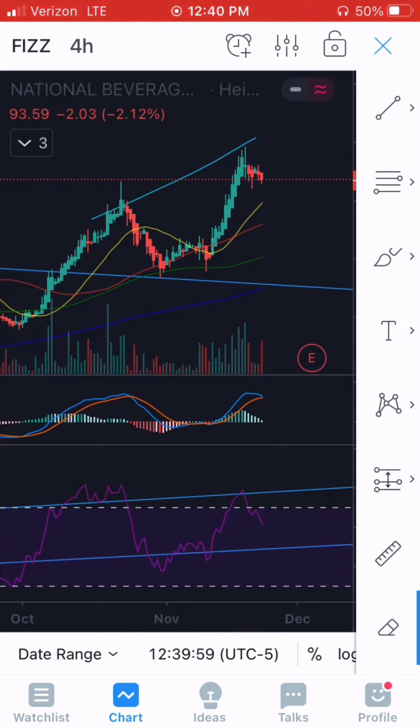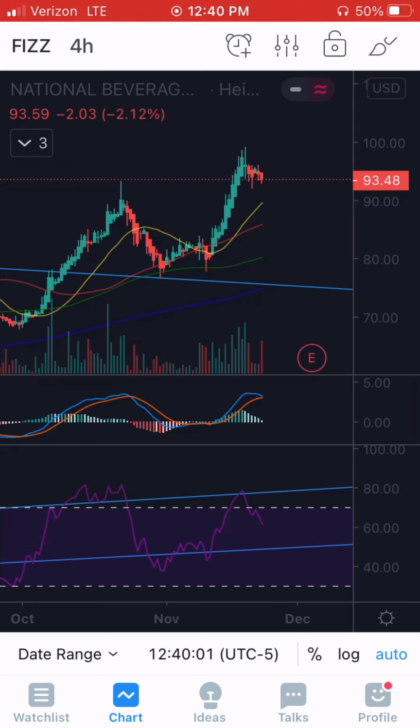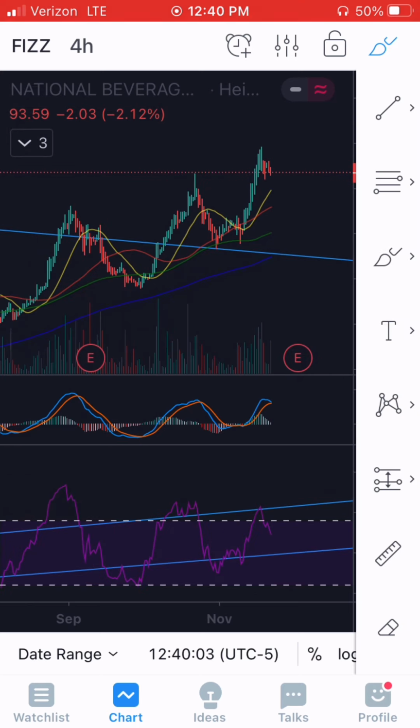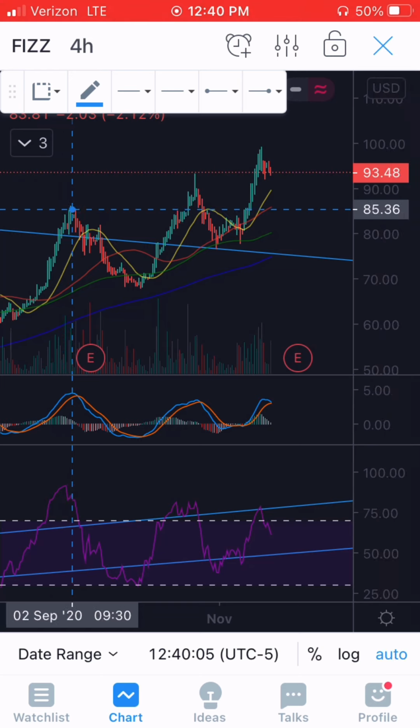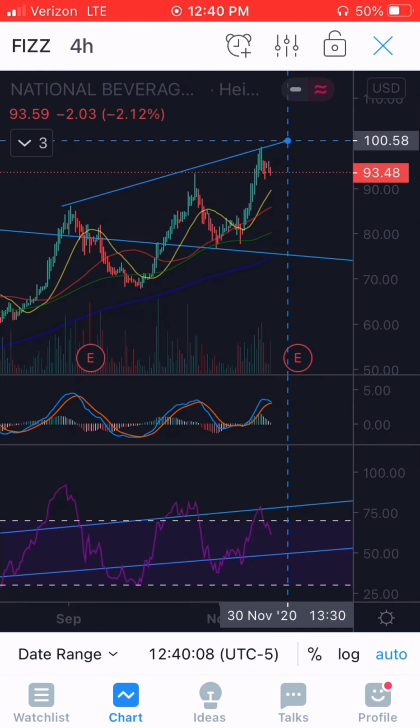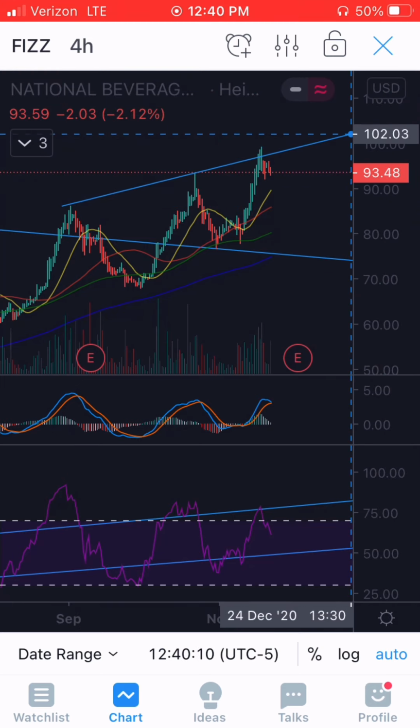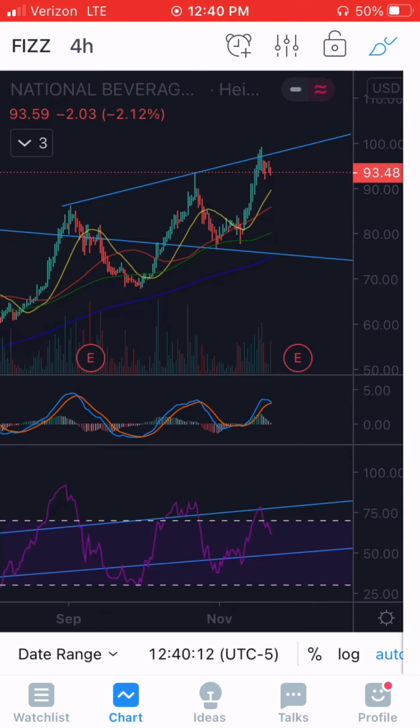So on the 4-hourly, we're getting this bearish divergence as well. And on the MACD, we're getting a negative cross. We're about to have a negative cross. It seems like it's pointing down pretty fast. Whether it's going to be a fake out or not, we're going to have to try to figure that out.